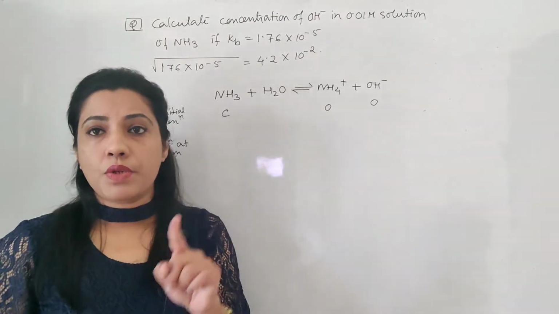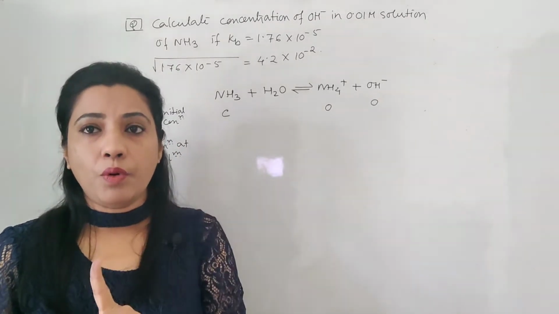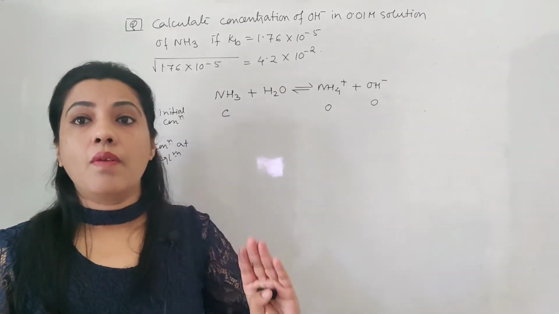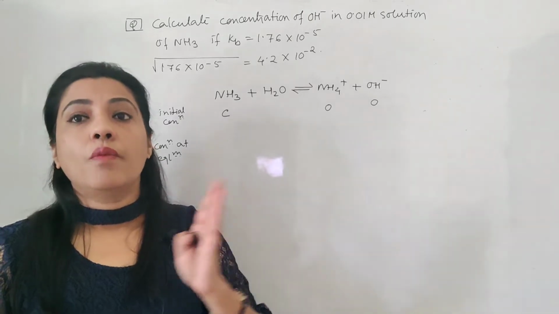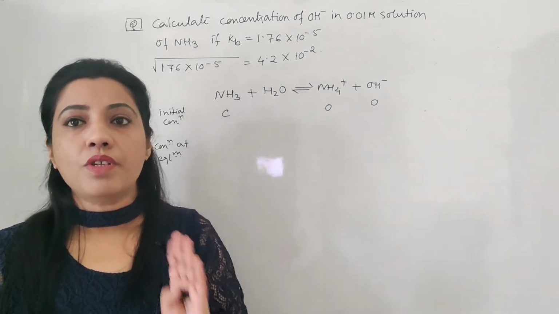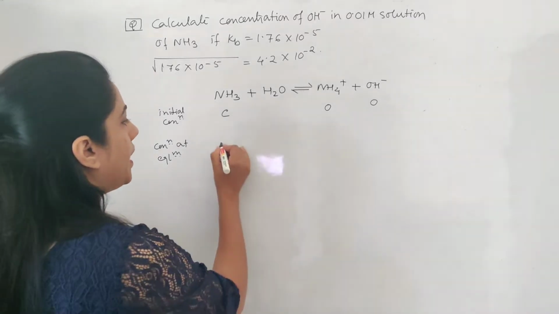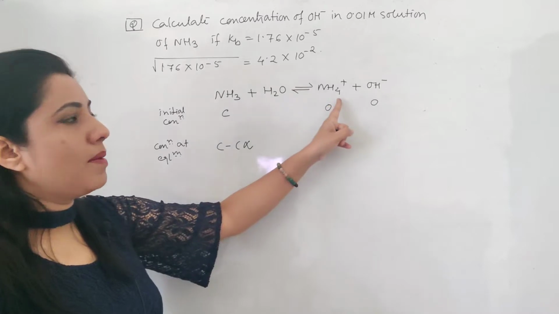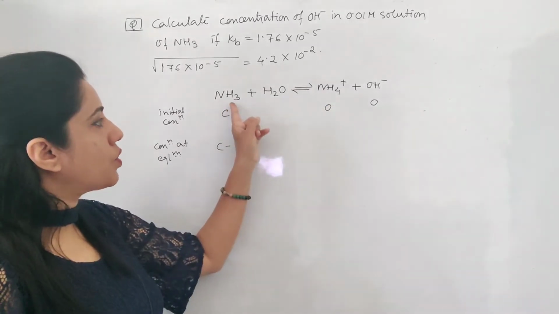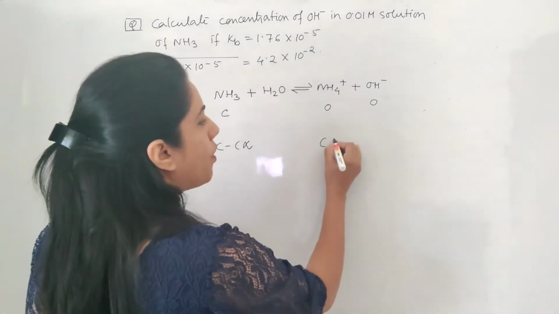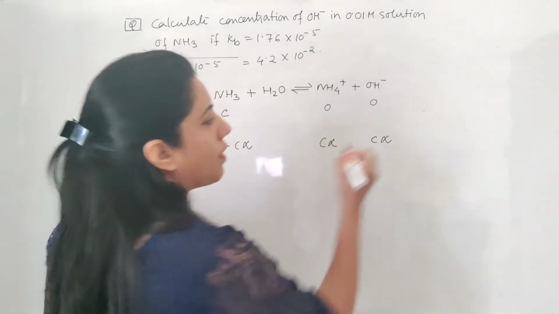Now if the degree of dissociation is alpha, from 1 molar alpha gets dissociated. From C molar, C alpha will get dissociated. So how much is remaining at the equilibrium? It is C minus C alpha. Now from 1 mole of NH3, 1 mole of NH4 plus is formed, and 1 mole of OH minus is also formed. So C alpha dissociates, so this is C alpha formed and this is also C alpha formed.